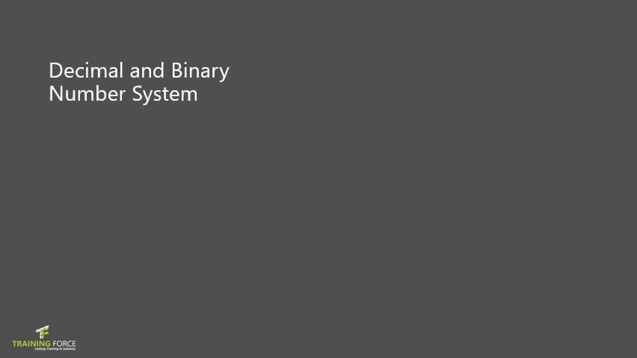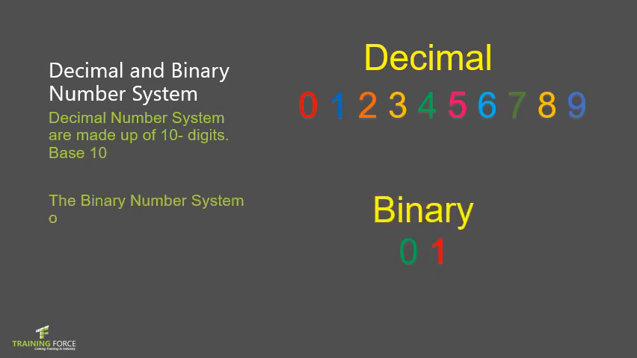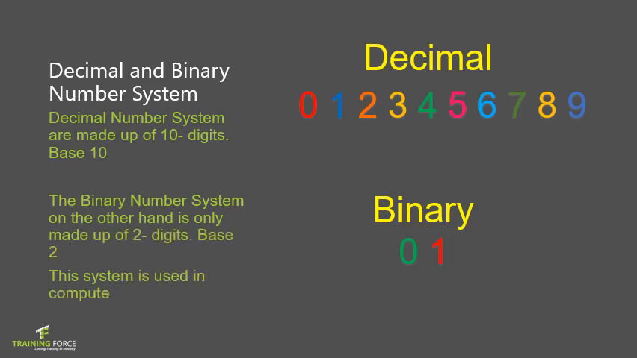There are 2 types of number systems. The decimal number system is made up of 10 digits out of a base of 10. The binary number system is only made up of 2 digits and it's a base of 2. This system is used in computers. Every number you come across in life is made of 10 numbers.